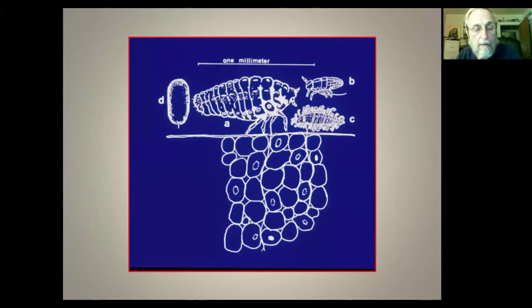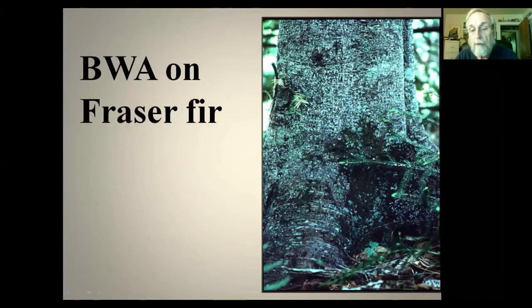Okay, so this diagram shows the life stages, including ones that you will never see in the field because the woolly mass that you will usually see hides them. It includes the egg, the crawler stage, which is the only mobile form of the insect, and the larval stage as it's beginning to excrete the wool that will eventually cover the entire body. And this is the adult with her stylet that extends into the cortical tissue.